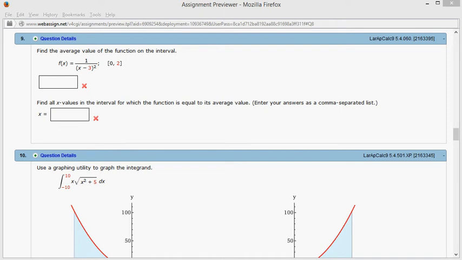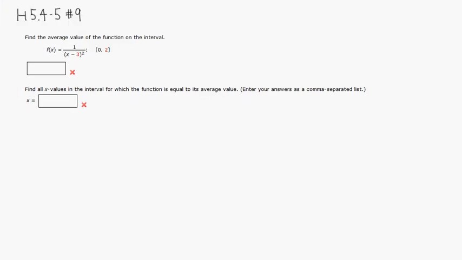Alright, let's look at homework 5.4, 5.5, problem number 9. We want to find the average value of this function over the interval from 0 to 2. So let's do that.